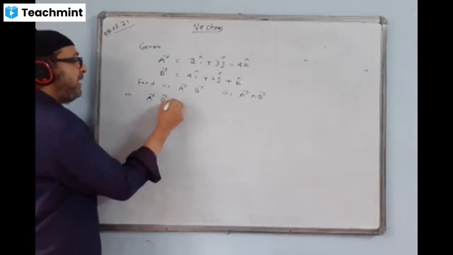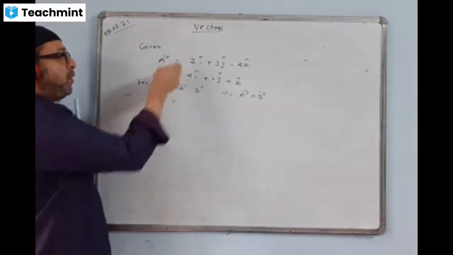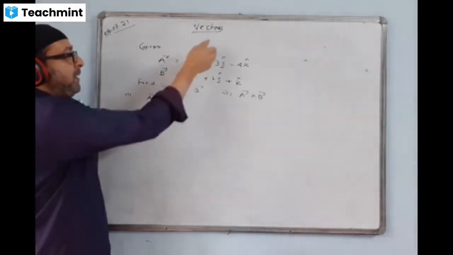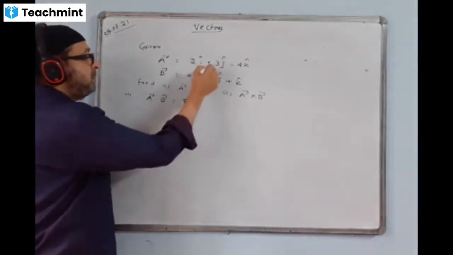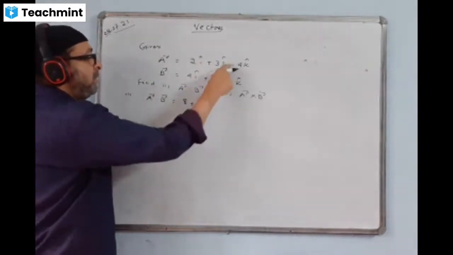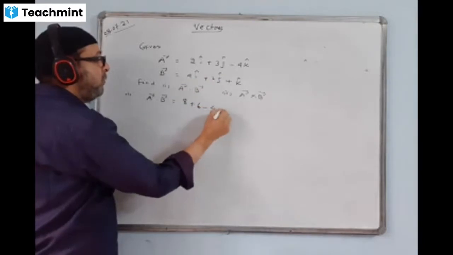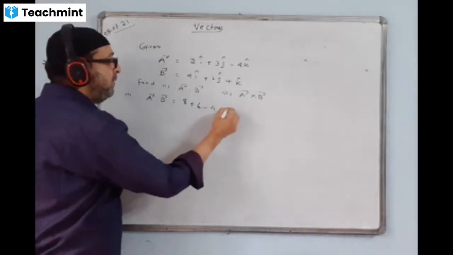A dot B we can find in a very simple way. For the dot product, directly multiply the components. 2 fours are 8, plus 3 twos are 6, minus 4 ones are 4. The answer is 10. Finished.